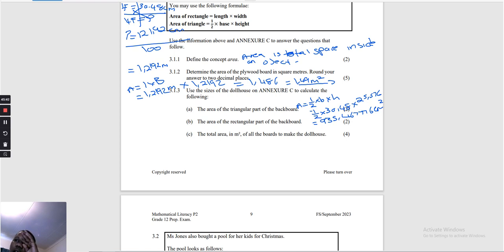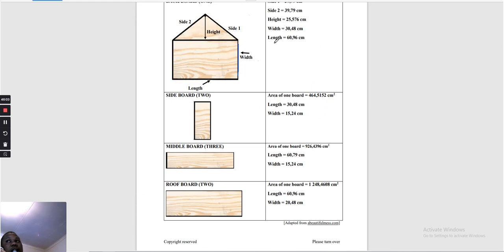The area of the rectangular part of the bag. I remember now we've calculated the triangle. Now we need to calculate the rectangular part. So we know that the area of a rectangle is equal to length times breadth. So let's go and calculate it. Okay, so the width is 30. I have used wrong things there. I've used the width instead of the length.